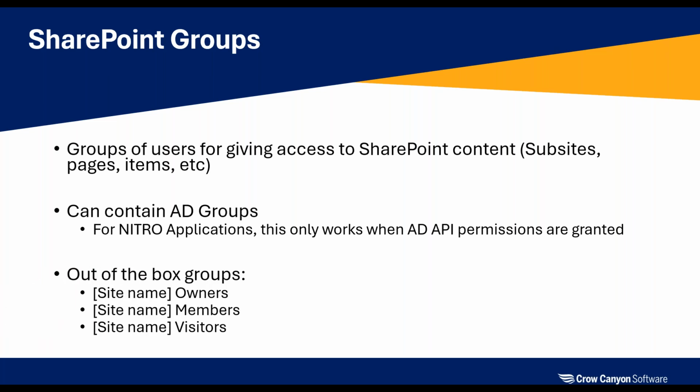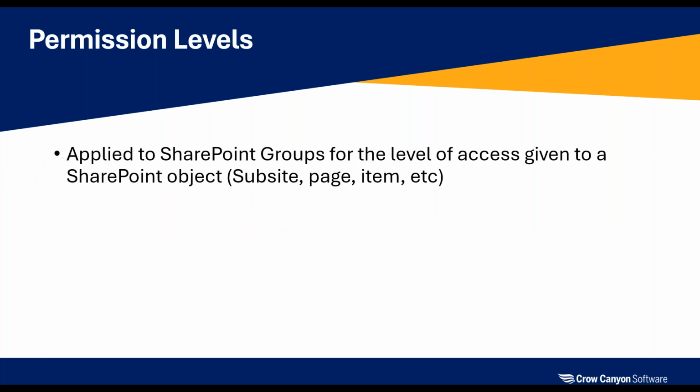And then when you're creating a SharePoint site collection, you're going to have some default groups like owners, whatever the site name is owners, members, and visitors. Each one of those will get their own permission level by default, which can be changed. So we'll talk about permission levels, which are applied to SharePoint groups. They can also be applied directly to Active Directory groups in the SharePoint permissions. I'll show that when I go through the permissions pages in SharePoint.